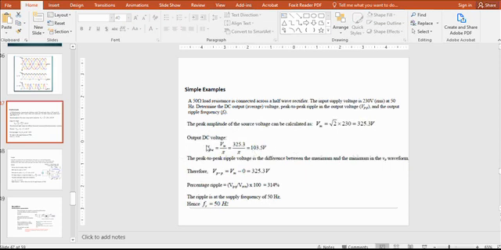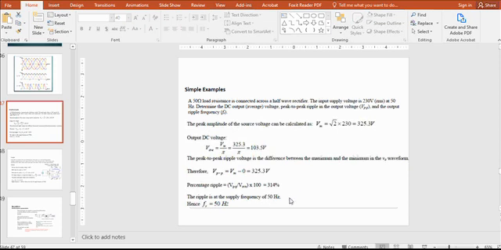Now the output DC voltage: as we have discussed earlier, the DC formula for the half wave rectifier is VP over pi. So VP over pi is 103.5 volts. The peak to peak ripple voltage is the difference between the maximum and minimum in the V naught waveform. The maximum is 325, the minimum is 0 volts, therefore VPP is 325.3 volts. The percentage ripple would be VPP divided by V average times 100, that is 314%. The ripple frequency is at the supply frequency, that is 50 Hz.